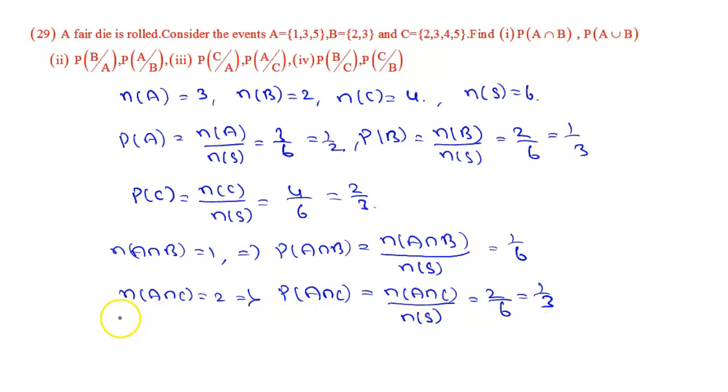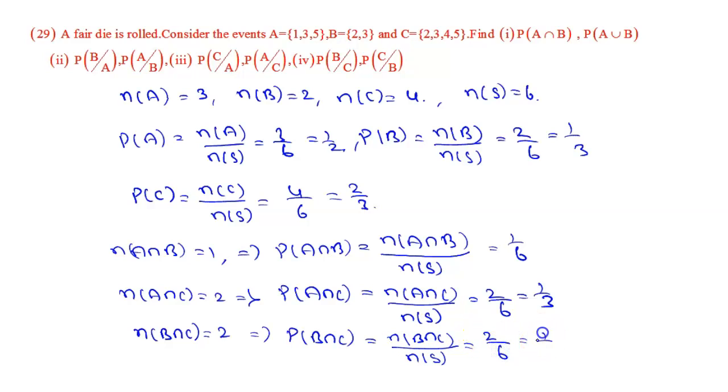Next to AC, AB, AC. Next, we need to go for BC. N of B intersection C. B intersection C in the sense 2 numbers are there, 2 and 3. Right. So that is nothing but 2. This implies P of B intersection C is equal to N of B intersection C by N of S, that is equal to 2 by 6, that is also 1 by 3. So here you can calculate all these values by the multiplication theorem. Those values go to homework.